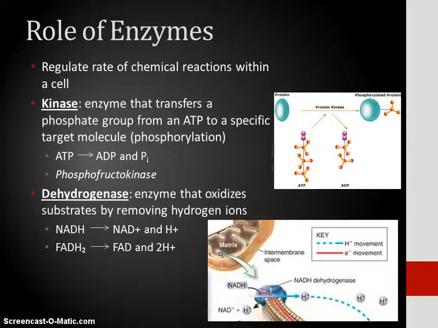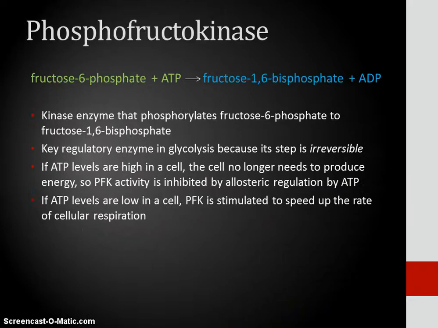Another type of enzyme is dehydrogenase, and this is an enzyme that oxidizes substrates by removing hydrogen ions. So for example, NADH would be dehydrogenized to NAD+ and H+, and FADH2 is dehydrogenized to FAD and 2H+ ions. We can see that this occurs in the beginning of the electron transport chain and other processes throughout cellular respiration. So let's elaborate on what phosphofructokinase does.